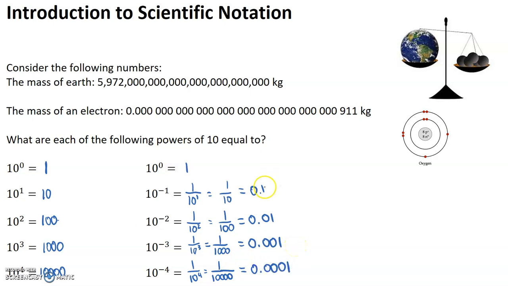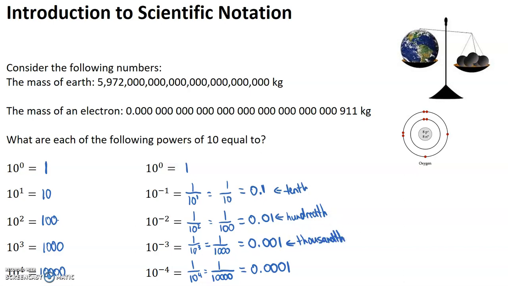Now, this might help you realize why we use words like hundredth and thousandth. This is a tenth, and it's a tenth because it's 1 divided by 10. This is a hundredth because it's 1 divided by 100. This is a thousandth because it is 1 divided by 1,000, etc.